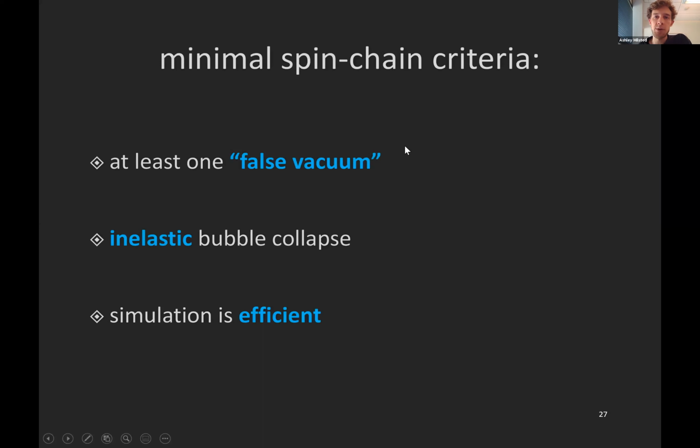So the minimal criteria we might want from a spin chain model for this sort of phenomenon is, well, we at least need it to have a false vacuum. So it needs to have symmetry breaking, and we need to be able to break that symmetry explicitly. We want it to have inelastic bubble collapse, so that interesting stuff happens rather than just bouncing. And we want the simulation to be reasonably efficient. So we don't, for example, want the number of states per site to be too high.